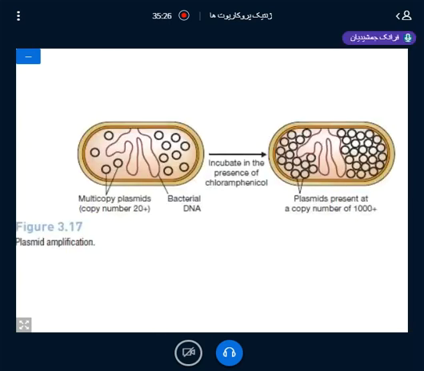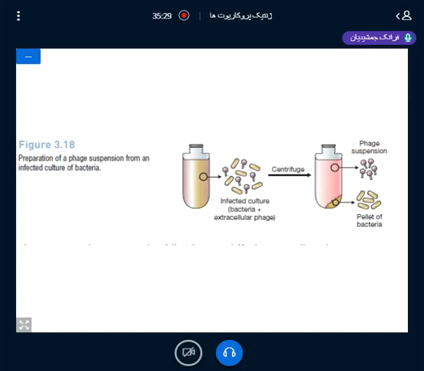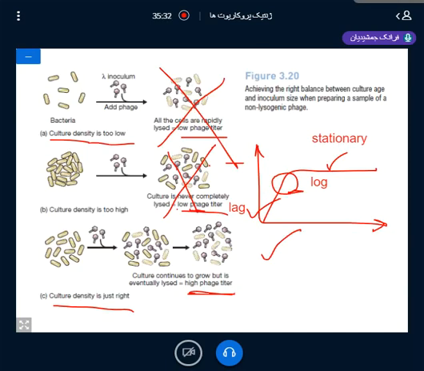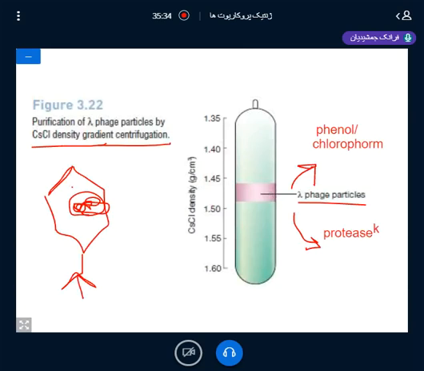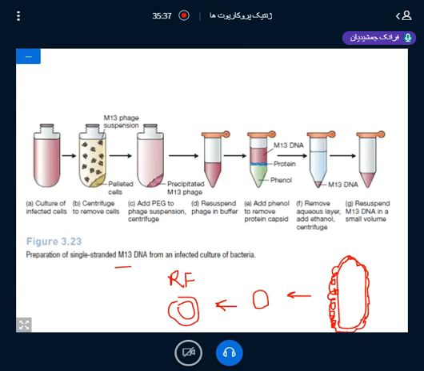Yes, okay. But do we just have double strand DNA for M13? No, we have single strand too. Yes, am I right? So we have single strand and we have double strand. So we have single strand in our medium, in our extracellular culture too. Okay, so look at the picture, please. Here is the culture of infected cells. This is the culture of infected cells.